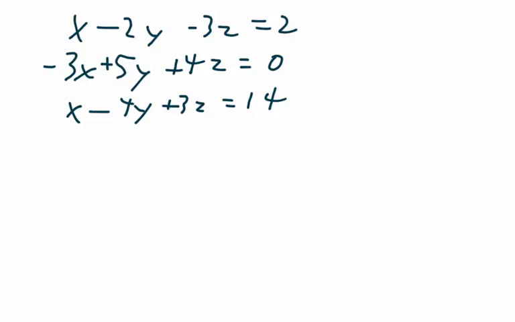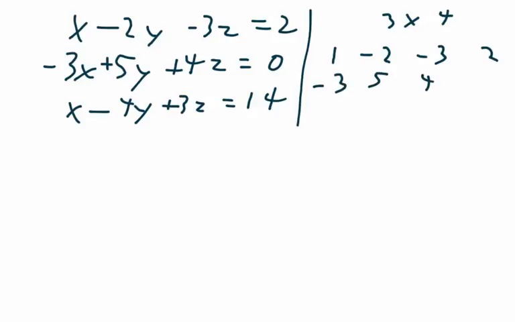Alright, for this one, you need to go to your matrix menu, which is second x negative 1, and you want a 3 by 4 matrix. So go over to edit, make it a 3 by 4, and in the first row, you're going to put 1, negative 2, negative 3 for the numbers in front of x, y, and z, and then 2 is your answer. For the second row, you put in negative 3, 5, 4, and 0, and 1, negative 4, 3, and 14.